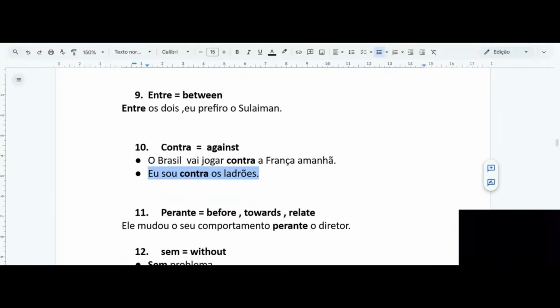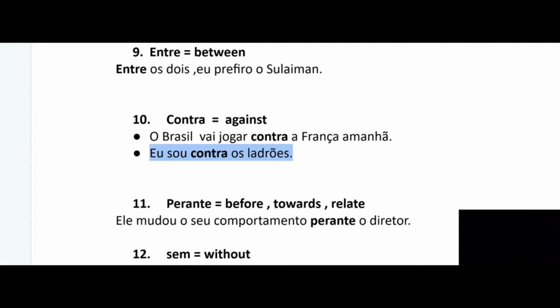Let's come to this word. Pay attention. It is not parent. Look at it well. I know people saying, is it parent? It's perante. It is not parent. It means before, towards, or in relation to.